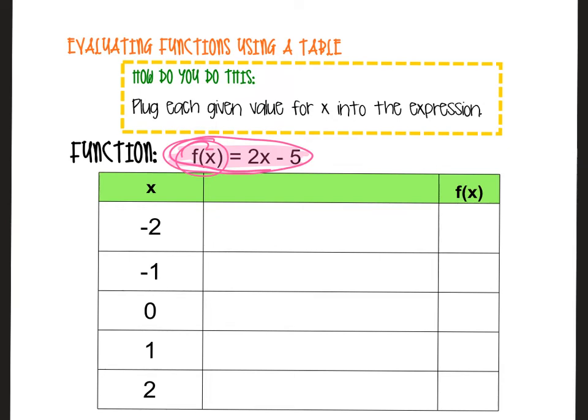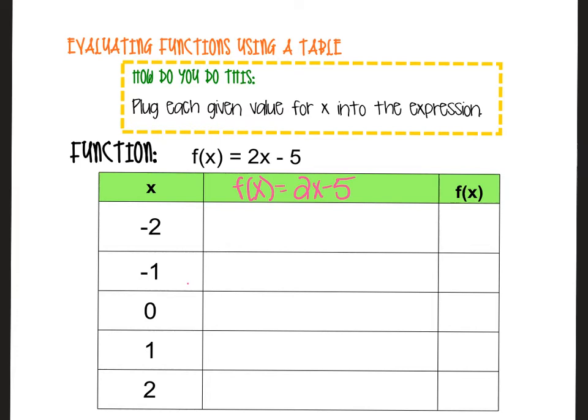So then the first thing I'm going to do is use this: f of x equals 2x minus 5. And I want to find the values for when x is -2, -1, 0, 1, and 2. So then what I'm going to do is go down here to this middle step, and this is where we would substitute in our x values.